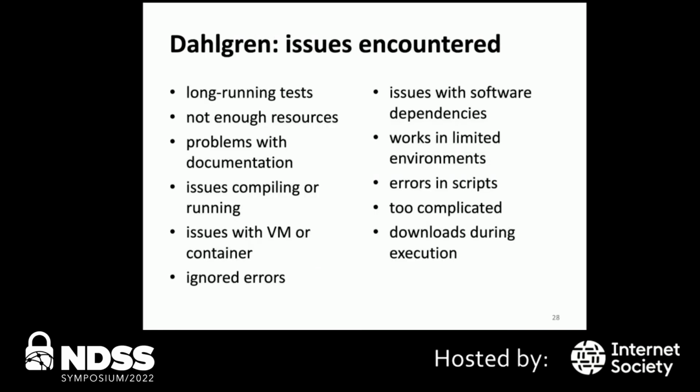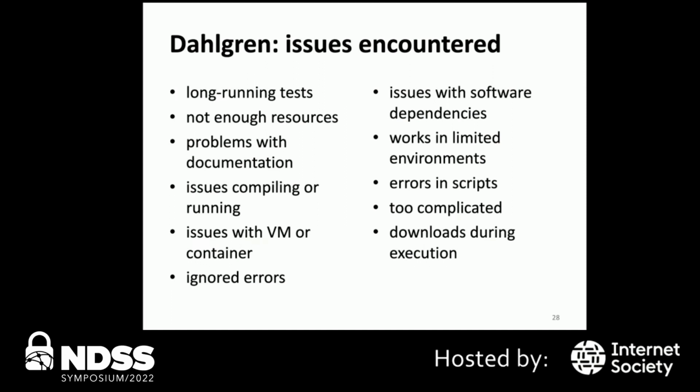So we still have issues in all of these categories, right? Tests that run forever, so it takes forever to actually reproduce the results. The documentation is unclear, difficult, with dependencies that are not fully captured, or things that work only in limited environments, things that were just too complicated, right? So we still have a long way to go in having a reliable process for producing artifacts that are easily evaluatable, I guess.